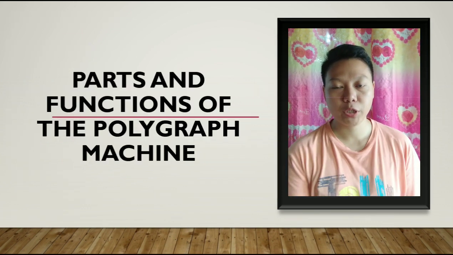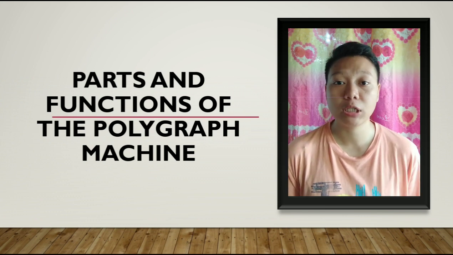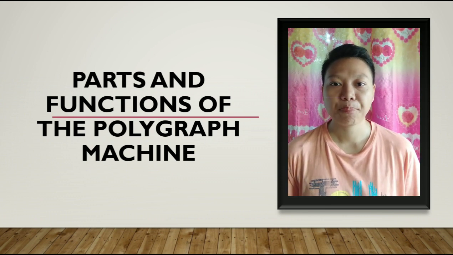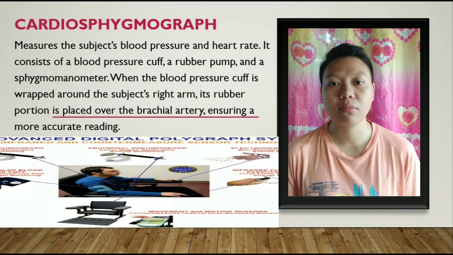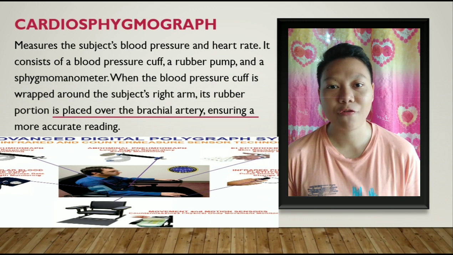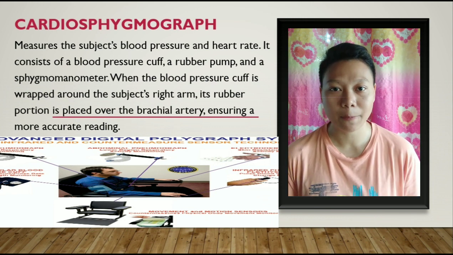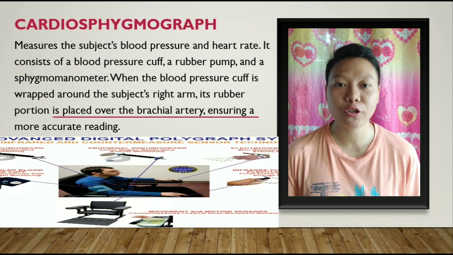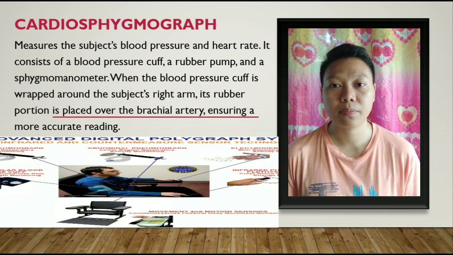So, we have parts and functions of the polygraph machine. First is cardiosphygmograph. It measures the subject's blood pressure and heart rate. It consists of a blood pressure cuff, a rubber pump, and a sphygmomanometer. The blood pressure cuff is wrapped around the subject's right arm, its rubber portion placed over the brachial artery, ensuring a more accurate reading.